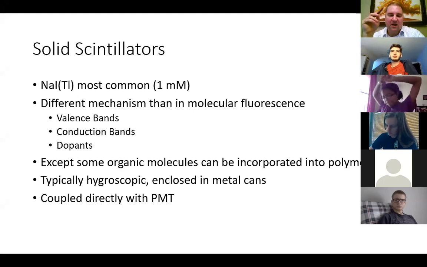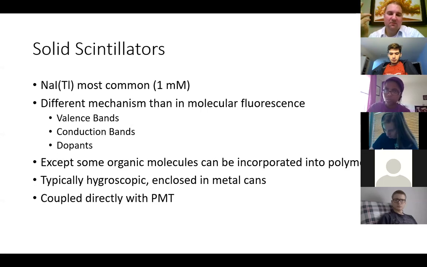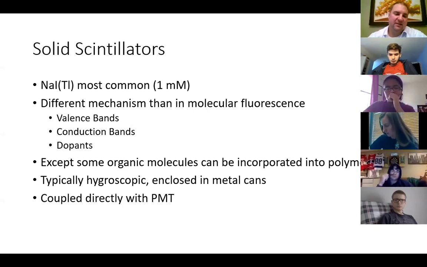The thallium concentration within the sodium iodide, it's doped up to a concentration that would basically be equivalent to 1 millimolar. I was curious what that was when I was trying to figure out, I was always like, how much thallium is in there? What does it mean when it's doped? It does rely on slightly different mechanisms than in molecular fluorescence. It's still the same kind of general idea that you're going to have electrons that get excited, and those electrons are going to de-excite, and when they de-excite, they're going to emit light.